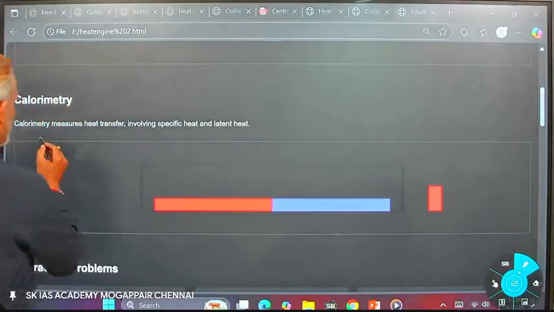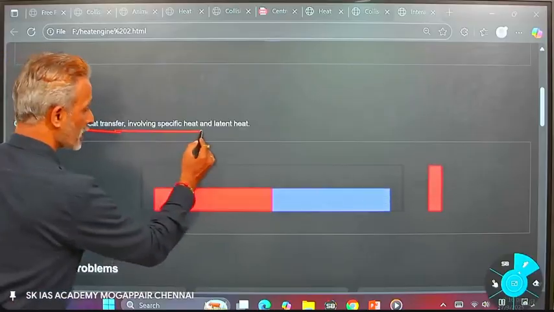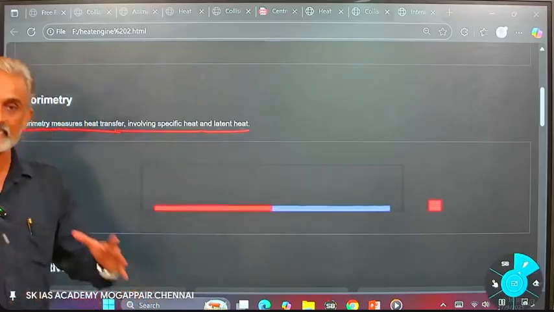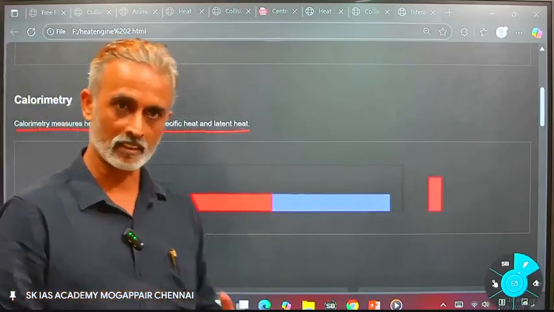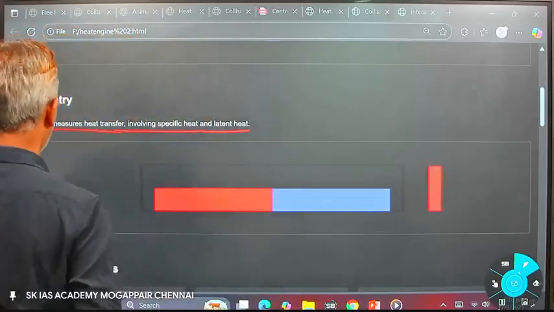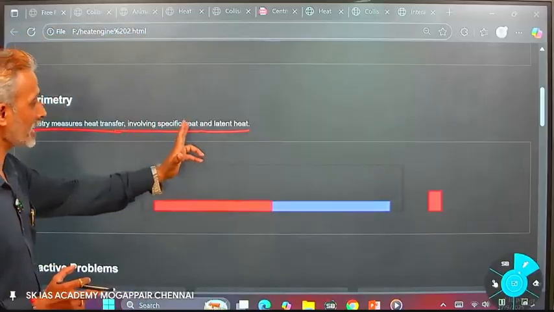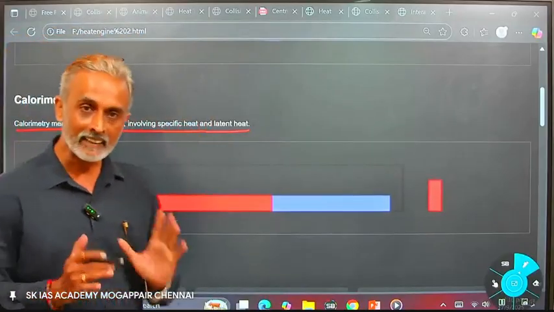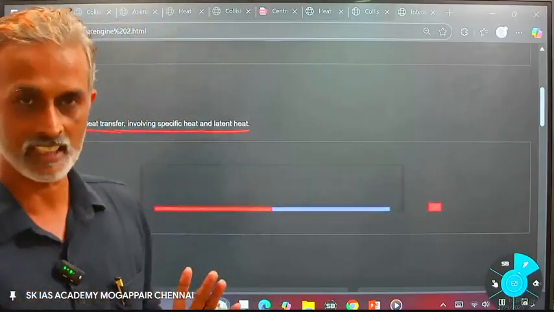Calorimetry measures heat transfer involving specific heat and latent heat. This is the function of the calorimetry. What is the function of the calorimetry? It measures the heat transfer involving specific heat and latent heat. I will go through what the latent heat and the specific heat are.